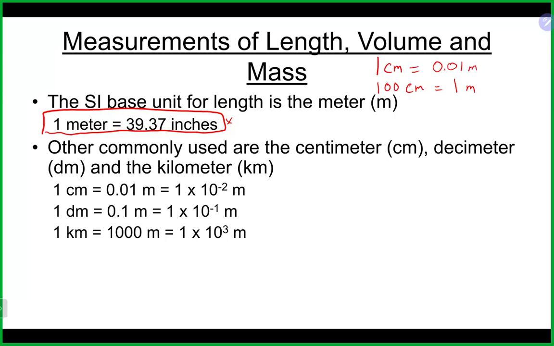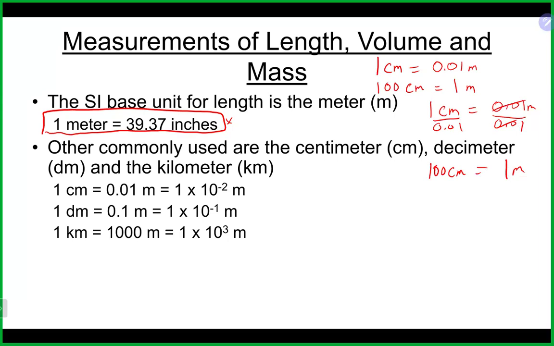By the way, if you're not sure how you get that, you take your 1 centimeter is equal to 0.01 meters, and you divide both sides by 0.01. These guys cancel out, gives you 1 meter is 100 centimeters. So they are the same equality.